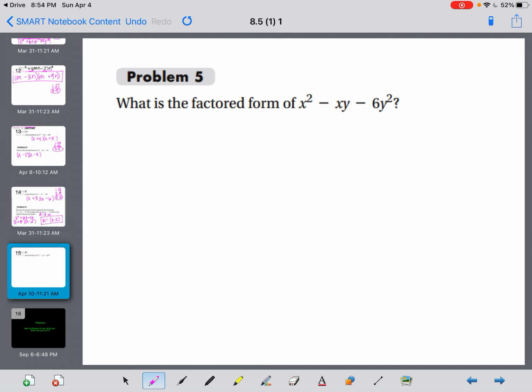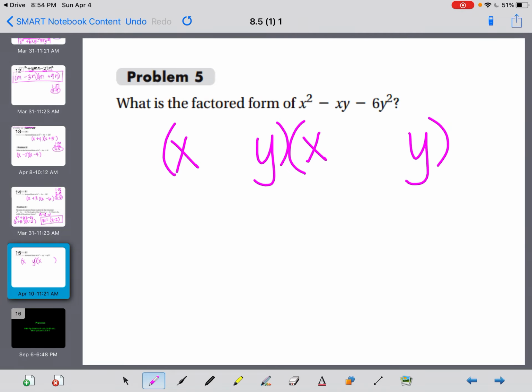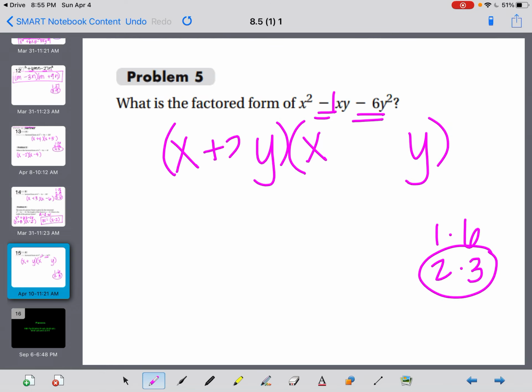All right, last but not least, factored form of x squared minus 1xy minus 6y to the second power. Two variables, both to the second power, so I know my x's go first, and I need y's at the end. I need a number that multiplies to be negative 6 but adds to be negative 1. Okay, and to multiply to be 6, we have 1 times 6 and 2 times 3. So I think we're going to need this 2 times 3. That would mean I need a positive 2 and a negative 3.